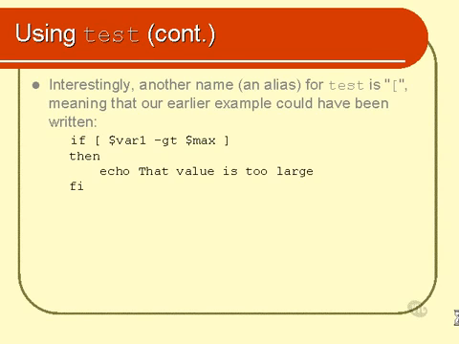Now notice that there is a close square bracket there on the end of the line. And that's one of the curious features of the test program. If you use the alias of the open square bracket, then test will actually give you a syntax error if you forget to put in the closed square bracket. But if you just use the regular word test, then you don't need the closed square bracket.